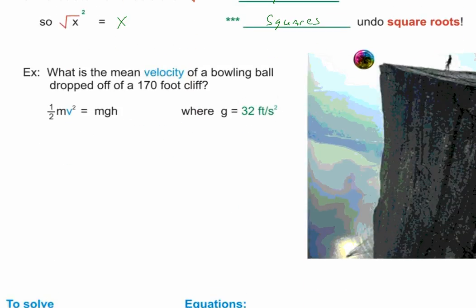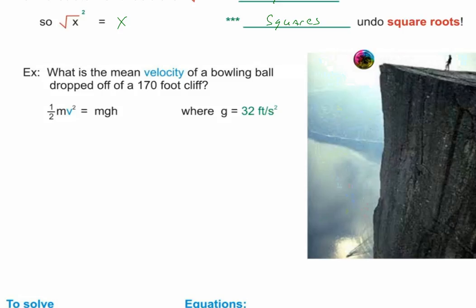What is the velocity of a bowling ball dropped off of a 170-foot cliff? And you're given the formula: 1/2 mv squared equals mgh, where g is 32 feet per second squared. What is g? Say it if you know it. What does it represent? All right, gravity. Dropping a ball from a cliff.